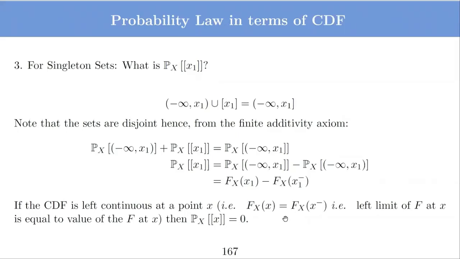Okay, so this means that if you just take minus infinity to x without considering x, and if you add the singleton element x to get the semi-closed interval, the probability is not changing between these two sets. It means by adding x, you are not adding anything to the probability. But if there is a difference, then you will add the element, and that element will have some probability.